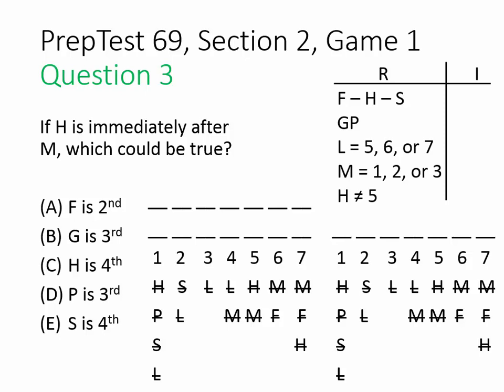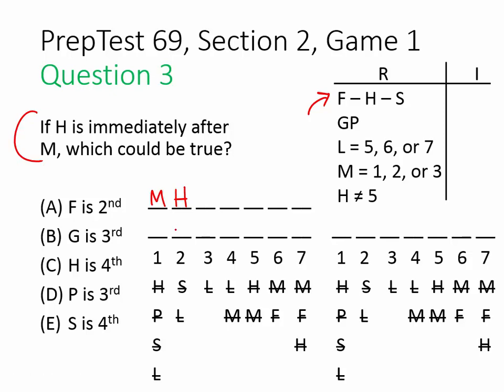So why don't we try out the first one? If M is in spot 1, that forces H into spot 2. And right off the bat, we can see that we've broken this rule. Therefore, what we've learned from this is that in this scenario, M cannot be in space 1.